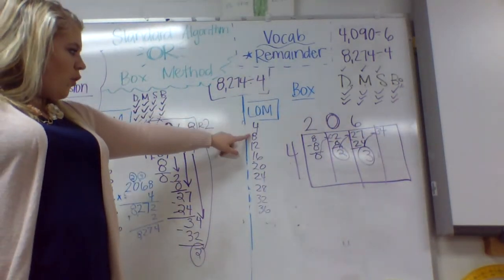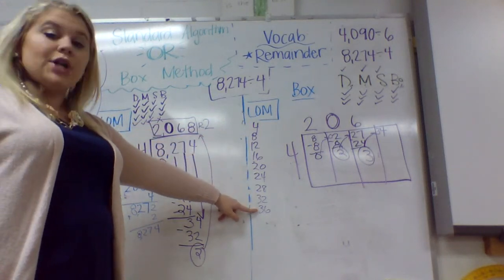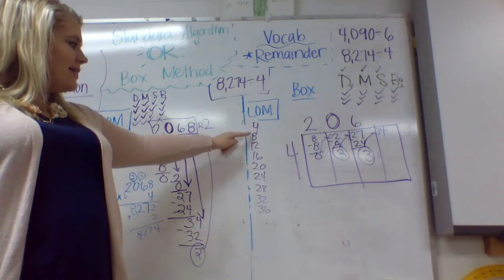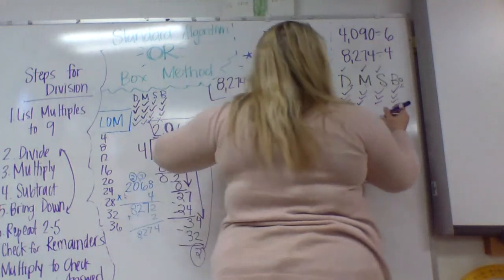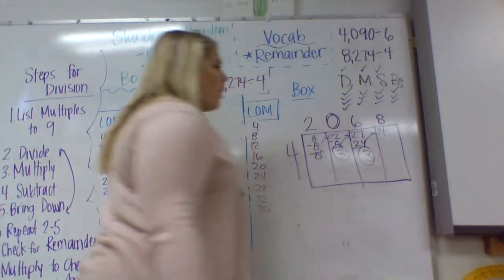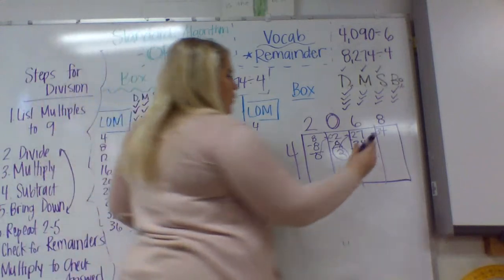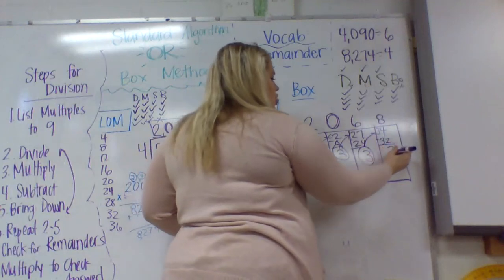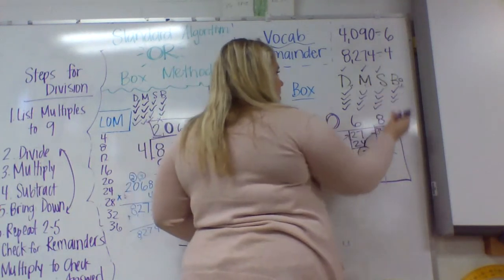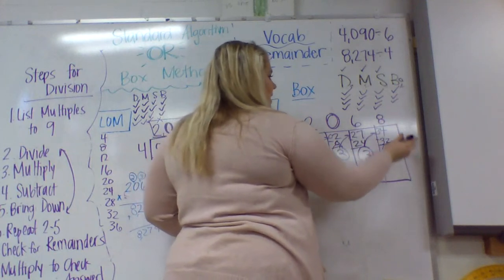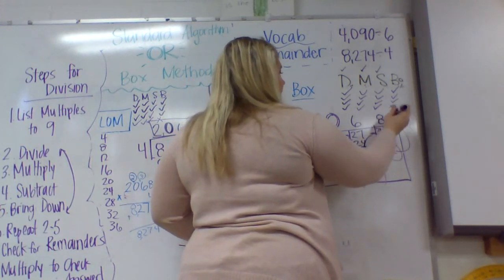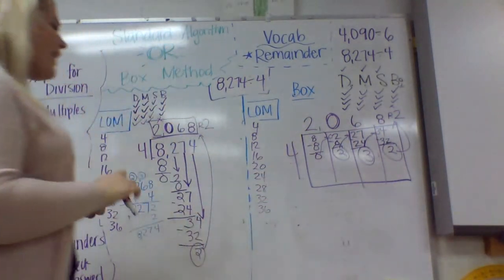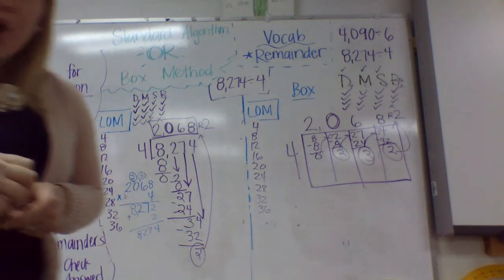How close can I get to 34 without going over? 32 is close, 36 is too much, so I need to jump back. And that is 1, 2, 3, 4, 5, 6, 7, 8 times. So 4 can go into 34 8 times without going over. 8 times 4 is 32. When I subtract those, 4 minus 2 is 2. 3 minus 3 is 0. I have nowhere left to take this, which means I need to bring it up and make it my remainder. Once again, we got 2,068, remainder 2.